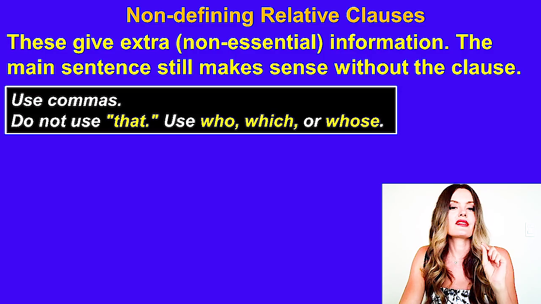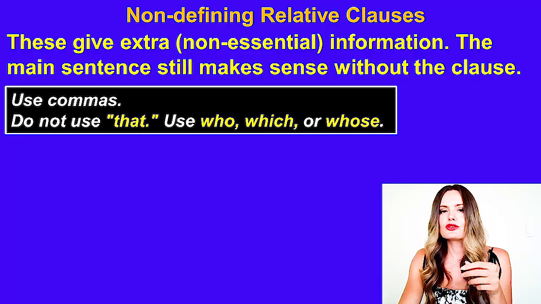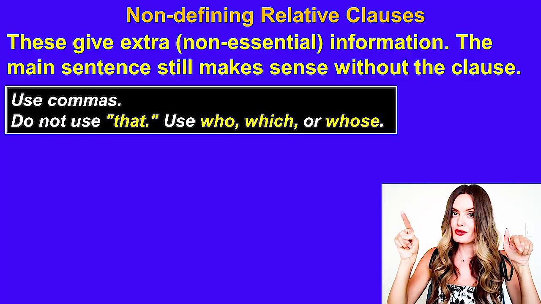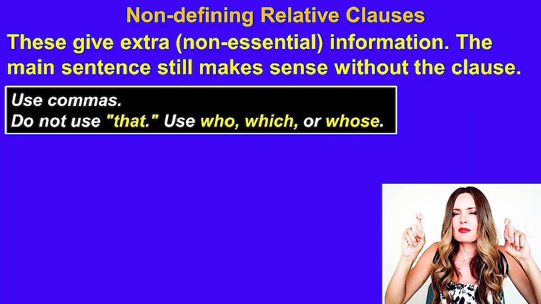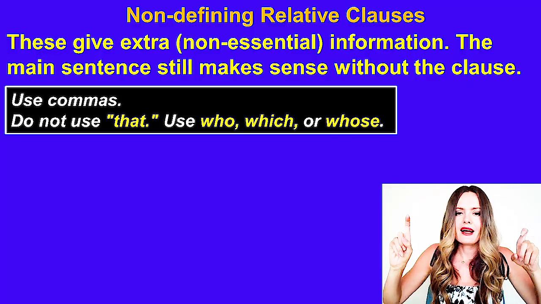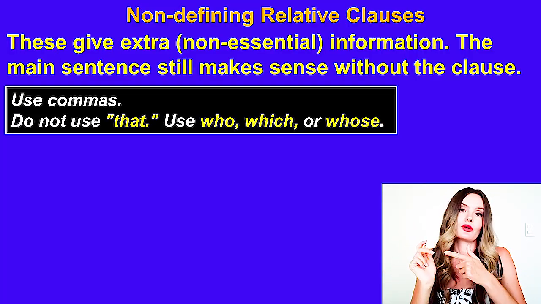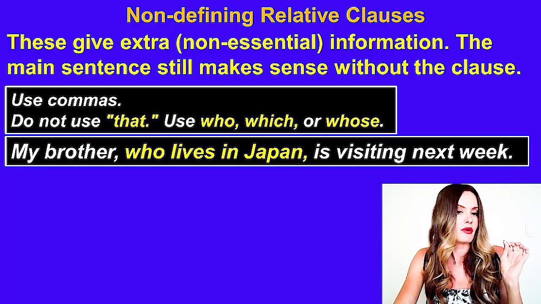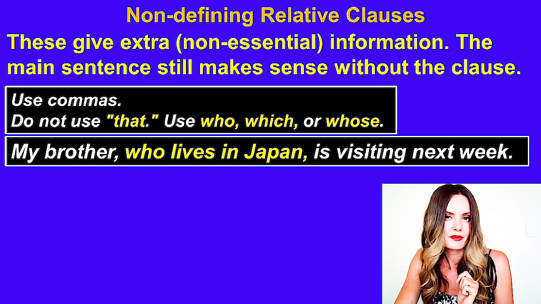Do not use that. Use only who, which, or whose. So if you want to add some extra information, first of all, you should use commas. When you want to add something extra, you need to kind of separate it with commas. And you cannot use that. You should use only who, which, or whose, depending on your example. For example, my brother, who lives in Japan, is visiting next week.